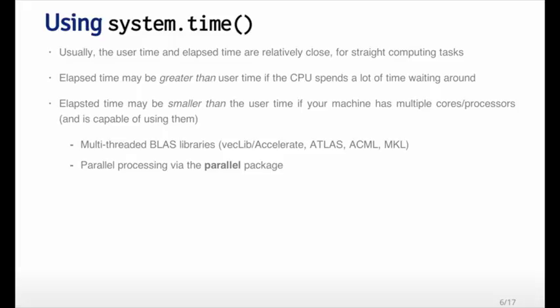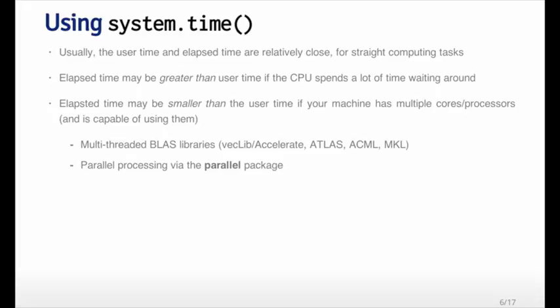The elapsed time can be greater than the user time, so that means that you spend more time waiting around than the computer actually spent dealing with your code. The idea is that the computer may spend a lot of time waiting around for other things to happen, things that are external to the program itself. And so the CPU doesn't actually spend a lot of time working on your code. It may be spending a lot of time working on other things going on in the background.